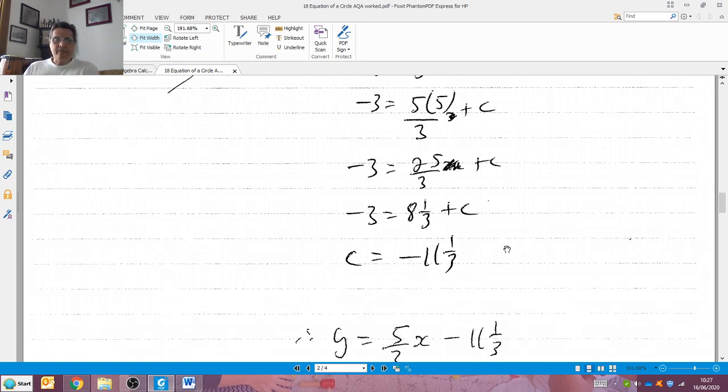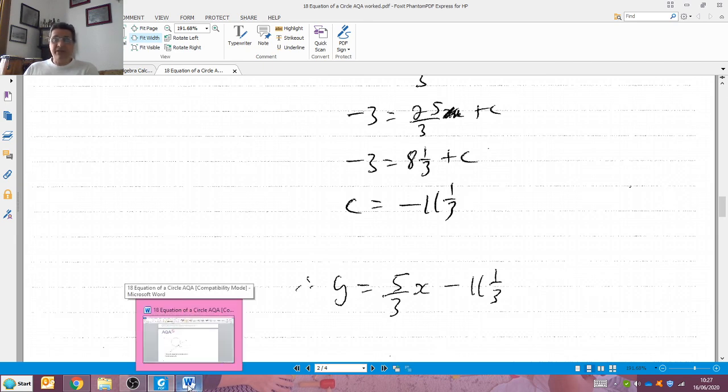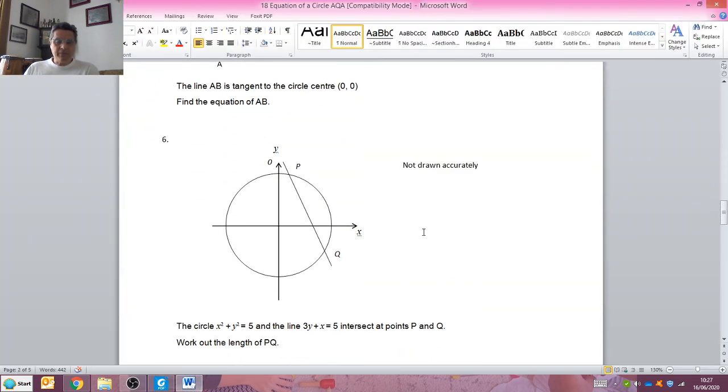Put it all together, and here she is. Y equals 1 2/3 of an x, take away 11 1/3. Very, very ugly, I agree. But it's correct, and you can all do that. What's number 6? The plot thickens. Okay, this one is probably going to look quite ridiculous.